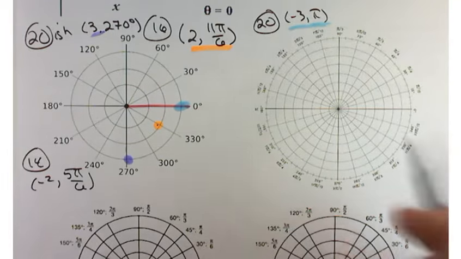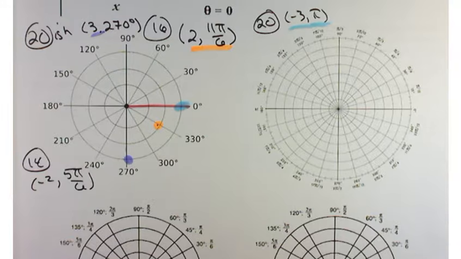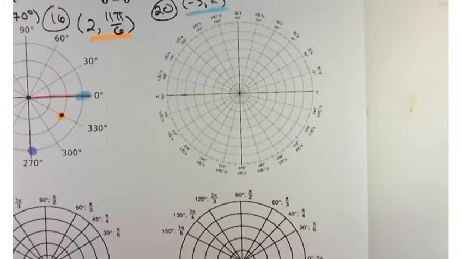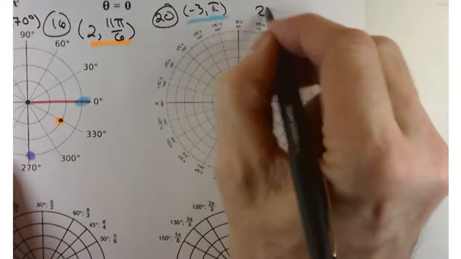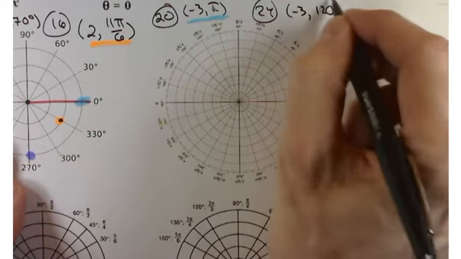So, yeah. So that one fits right there. Let's keep going. Let's add a little bit more to this game. Problem number 24. Let's see. Yeah, we'll do one more with just a negative radius. So problem 24, negative 3 and 120 degrees.